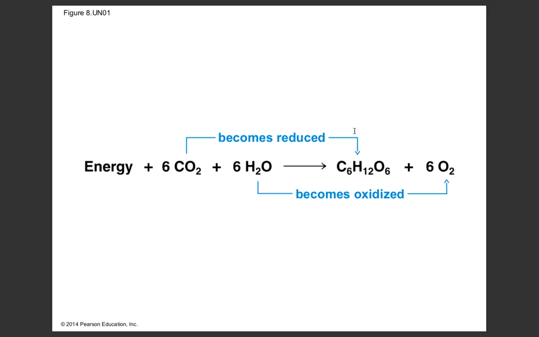Here we have reduction because reduction is gain of electrons. We are gaining electrons, in the form, again, of hydrogen. So carbon dioxide, now we're gaining hydrogens here. It's being reduced to become sugar.